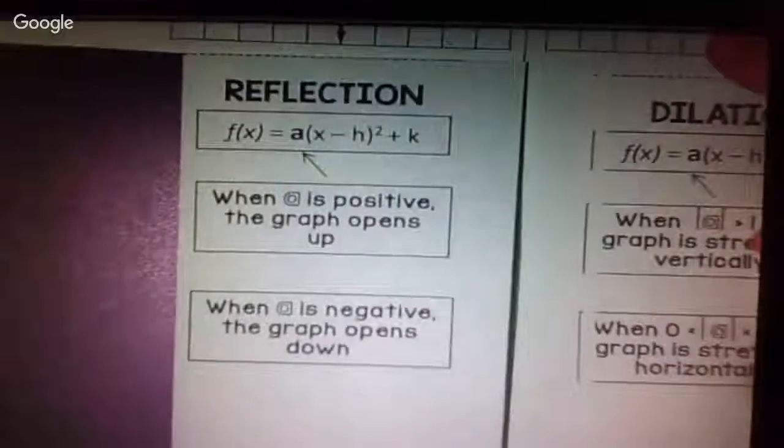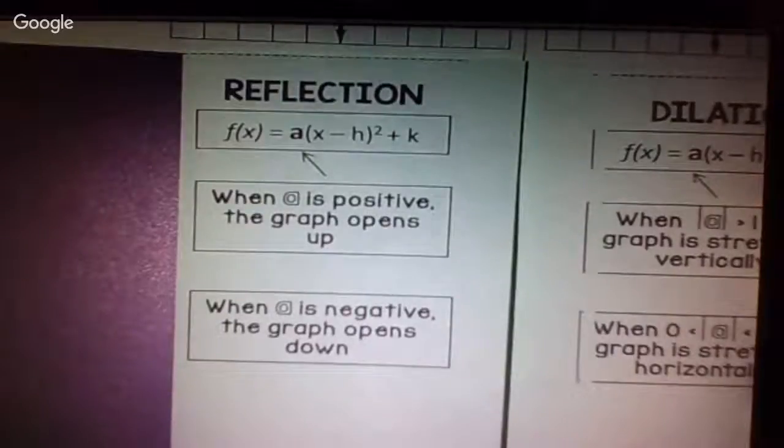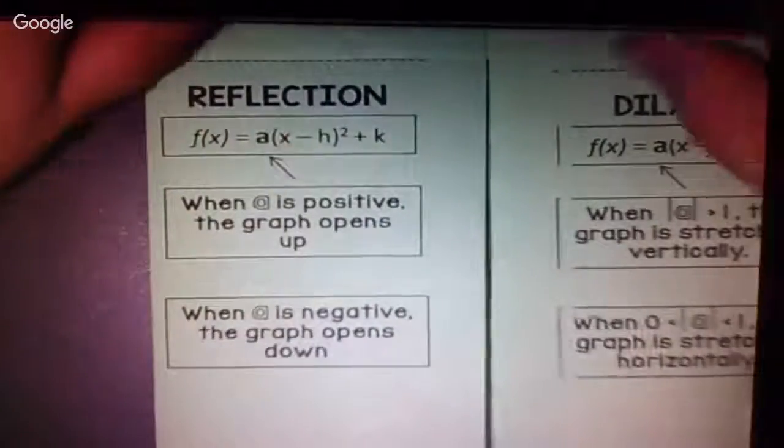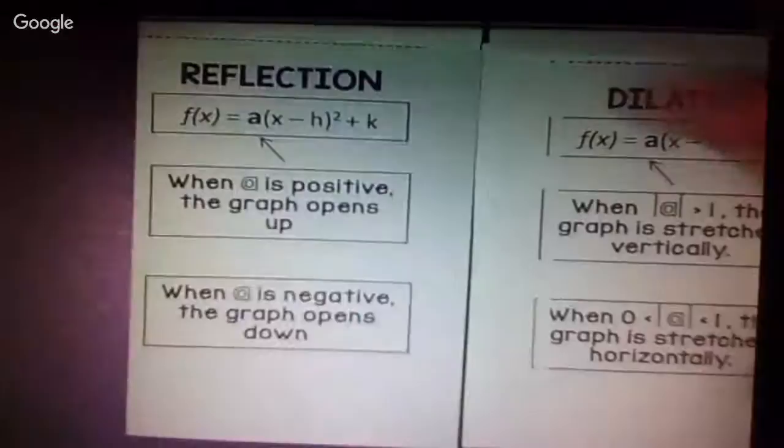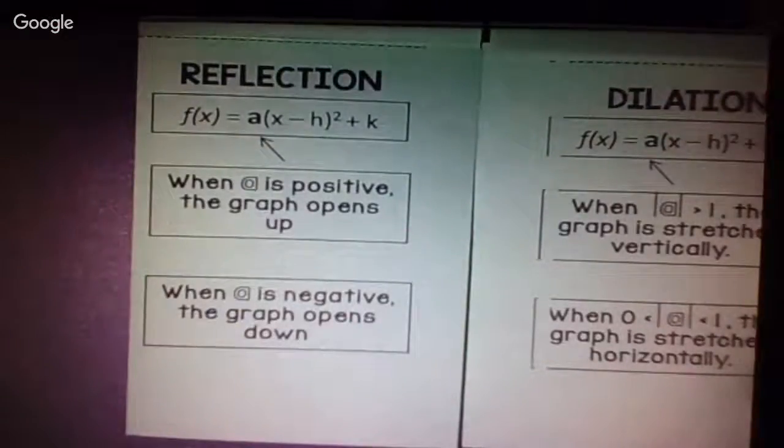Okay. Your graph does 2 other things. We're going to start on the left-hand side. A reflection. Reflection was your what? Flip. Your flip. Okay. Reflection is your flip. So remember we had that upward facing parabola or the downward facing parabola. We've kind of already talked about this one.